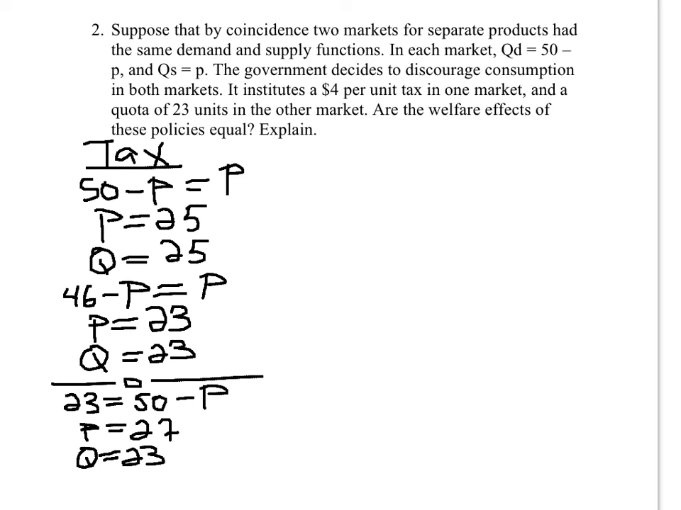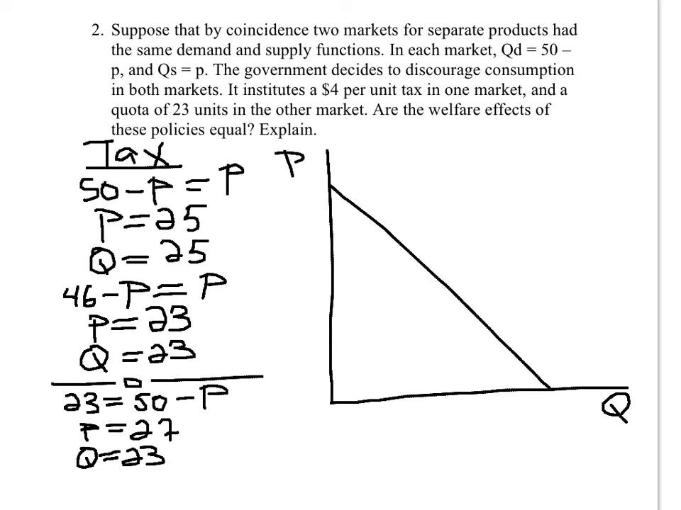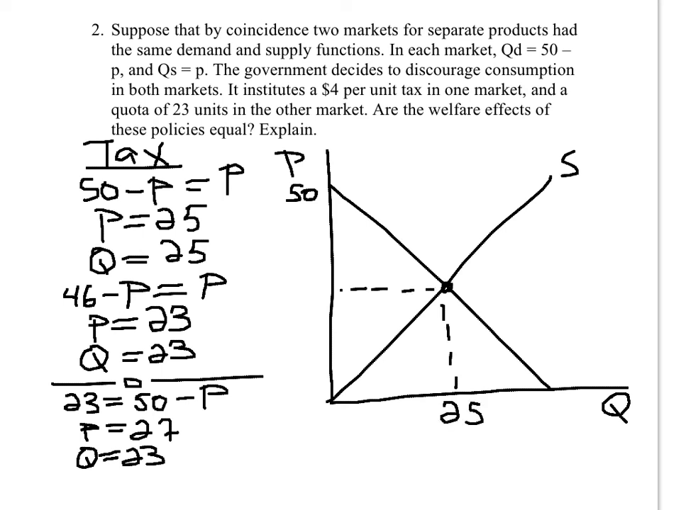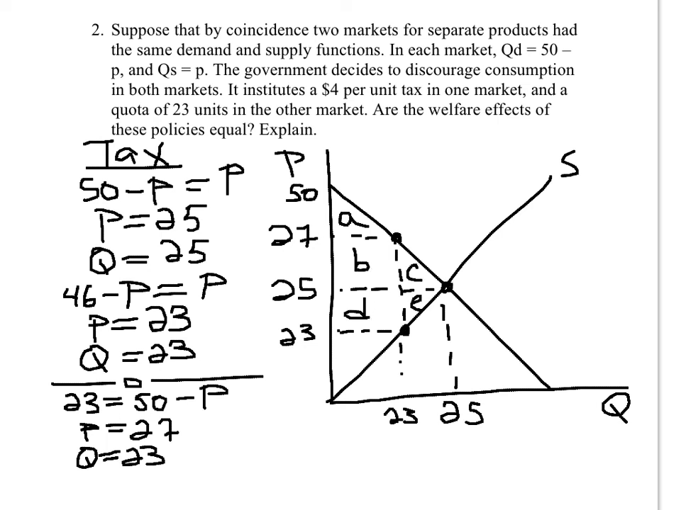Now we can see that a little better in a diagram. So let's see that here. Q and P. And this is 50. And this is a supply. Originally, this was 25. And no policy, and this is 25. Now we have a tax. This goes down to 23. This goes down to 23 too, but the buyers are going to pay 23 plus a $4 tax, so they're really going to pay 27. So let's call this A, B, C, D, E, and F.